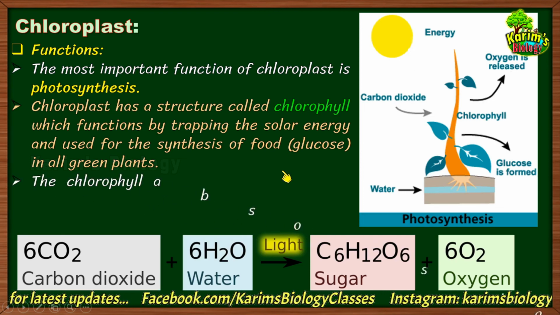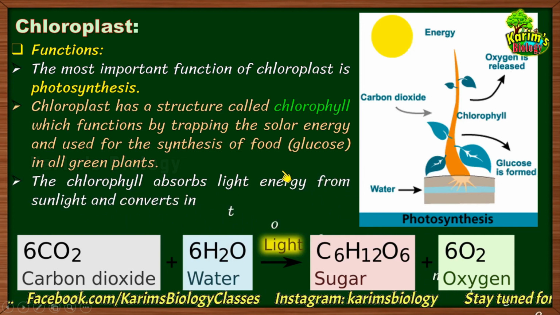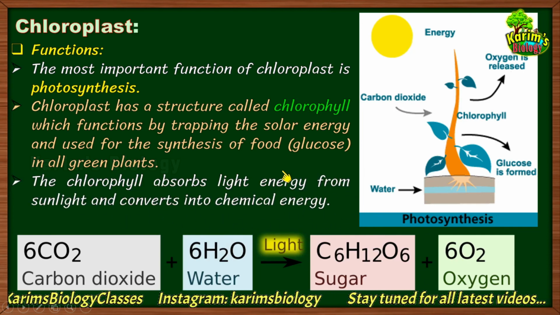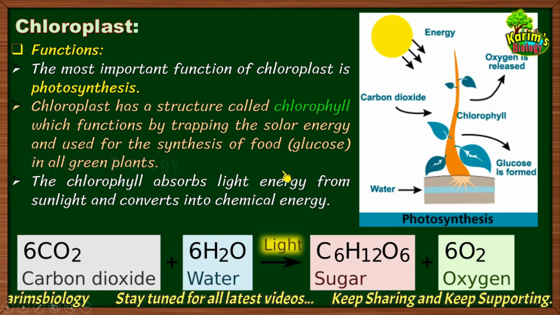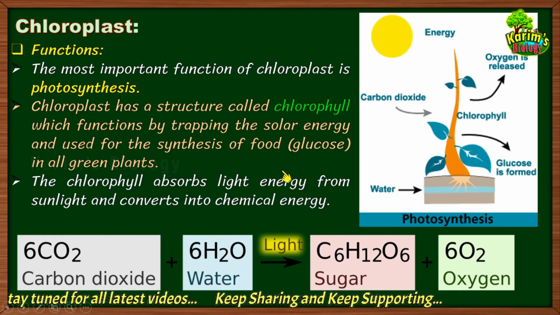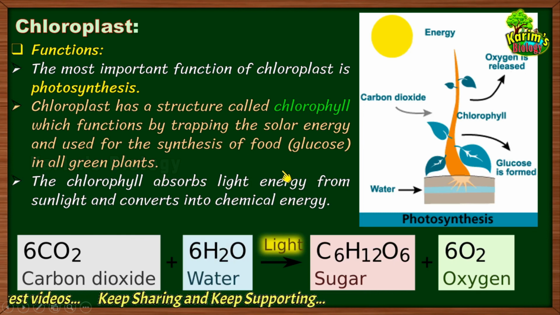Okay, and as I told you, the chlorophyll absorbs light energy from sunlight and converts that into chemical energy, and that chemical energy later on will be used in the preparation of food material. So that's about the chloroplast and its functions. I hope that you understood, children.